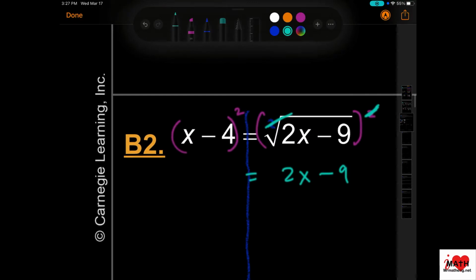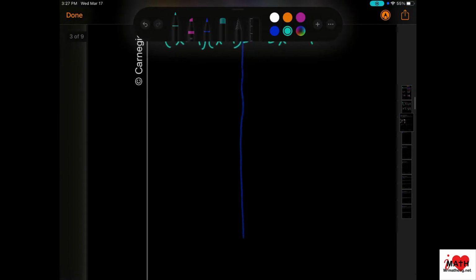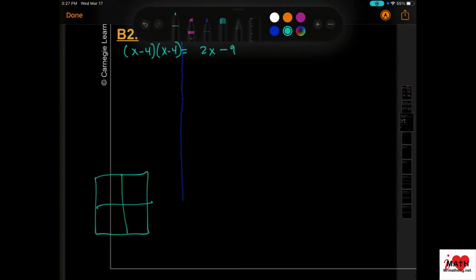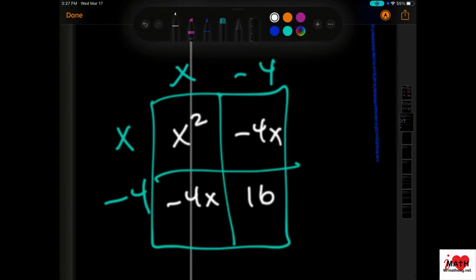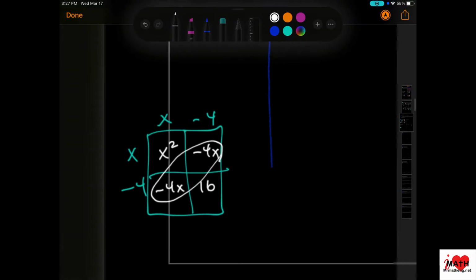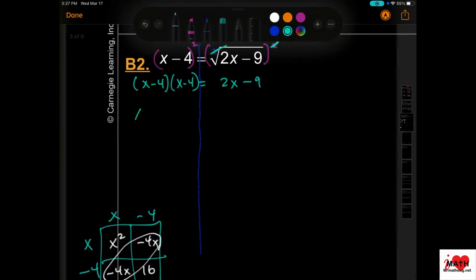On the left side, you're going to have (x minus 4) quantity squared. So do not distribute the 2. Do not distribute the exponent. This essentially just means that you have 2 of these expressions. And let's just do it down here. x minus 4, x minus 4. Let's go ahead and just multiply and then combine like terms. x times x is x squared. x times negative 4 is negative 4x. Negative 4x and 16. If I combine like terms, which is just these two, which just basically means just adding, so I'm going to have x squared minus 8x plus 16.